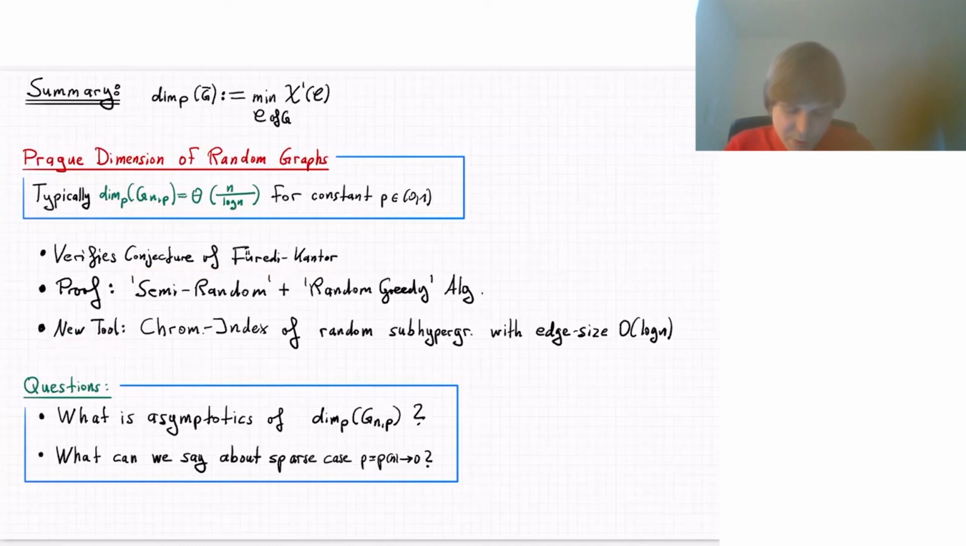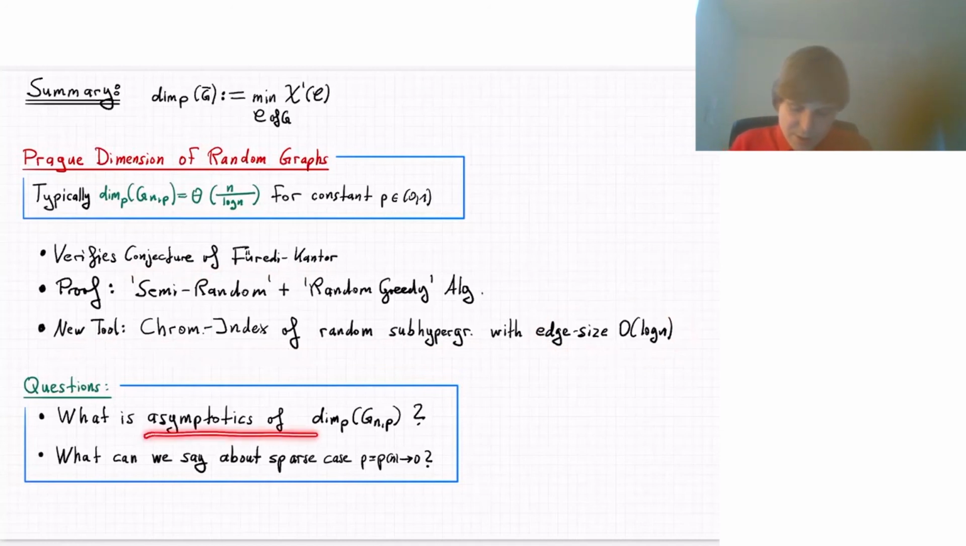One new tool that we introduced here, which I hope will also have applications beyond this particular one, is that we can bound somehow the chromatic index of random subhypergraphs where the edge sizes are very large, where you do not just restrict to edges of constant size, but all the way up to logarithmic size. And really, I want to finish with these two questions, which I think would be nice to understand.